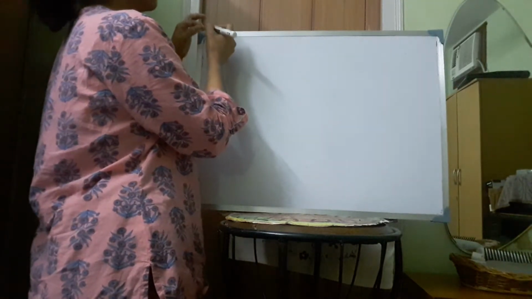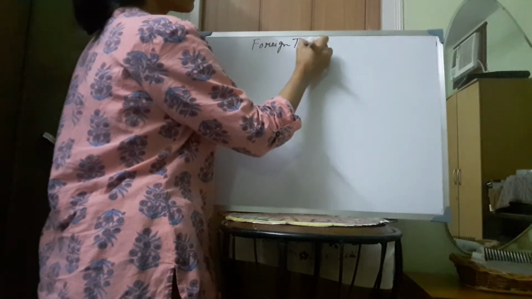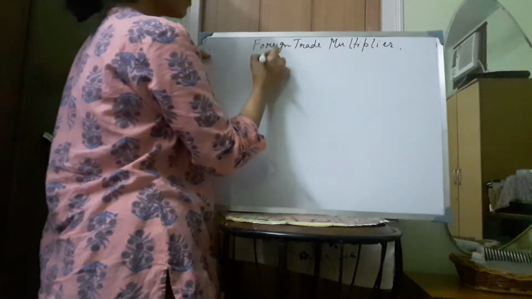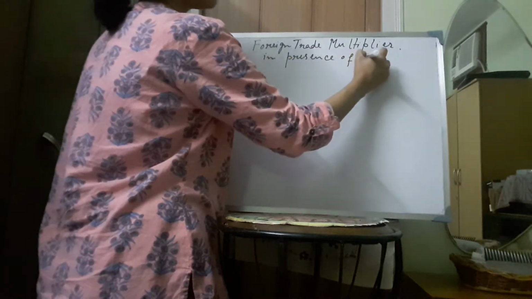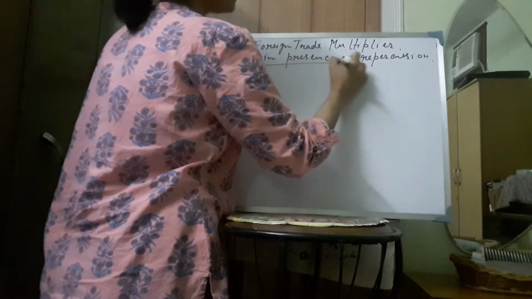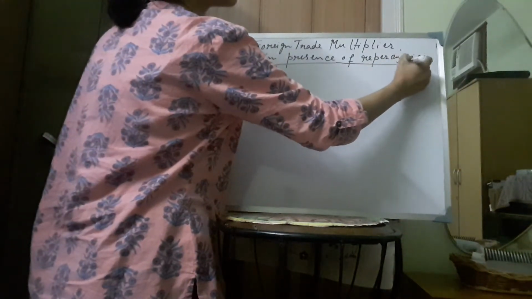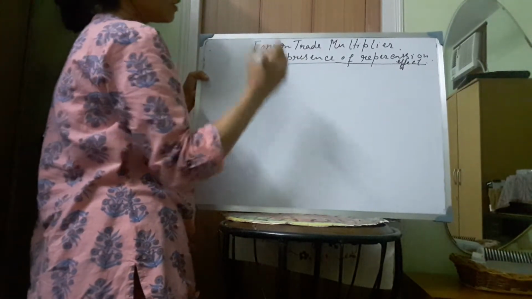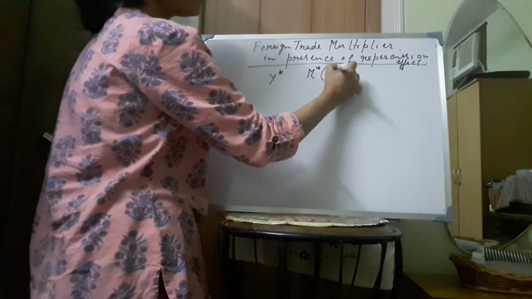Now we are considering the foreign trade multiplier in the presence of foreign repercussion effect. Here we are considering the foreign income Y star. Now the foreign import M star is a function of Y star, foreign income.